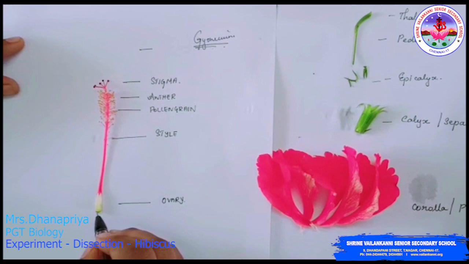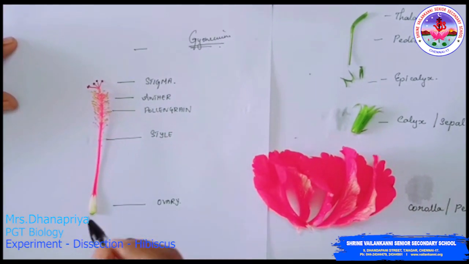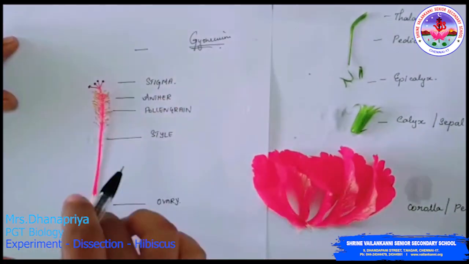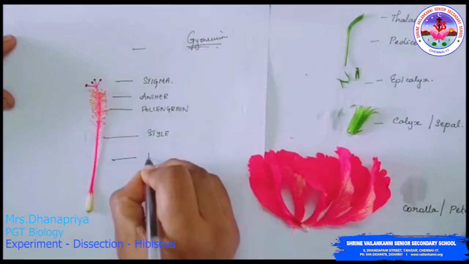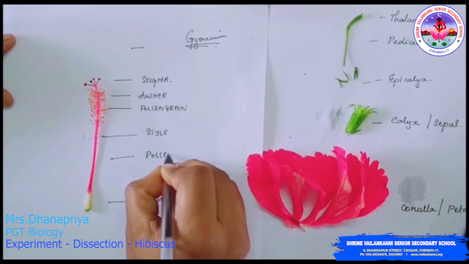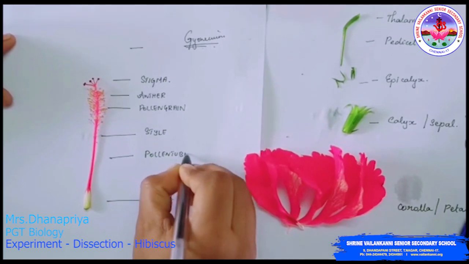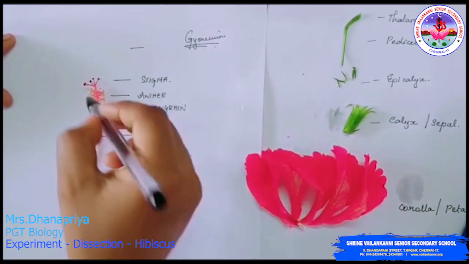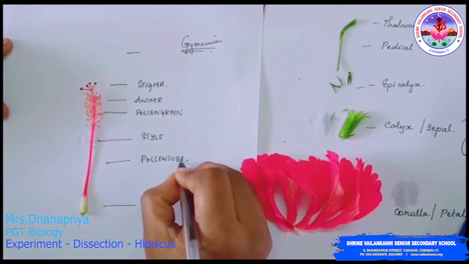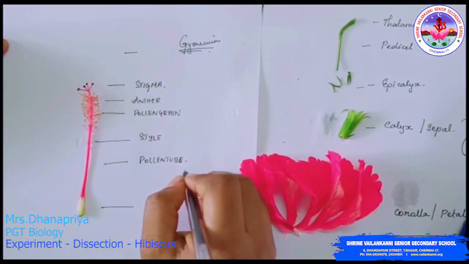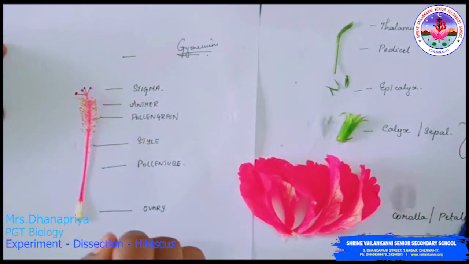Inside the ovary we will see the ovule. I will just dissect and show. So inside the style, there will be the pollen tube. I will dissect and show you the pollen tube. This pollen tube which is present inside the style, what does it help with? It helps in the process of fertilization. Okay, so this will be the thing.